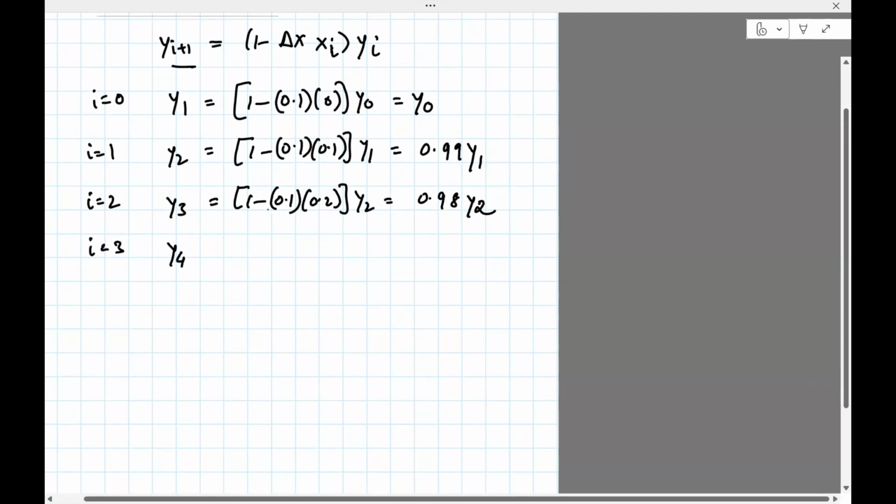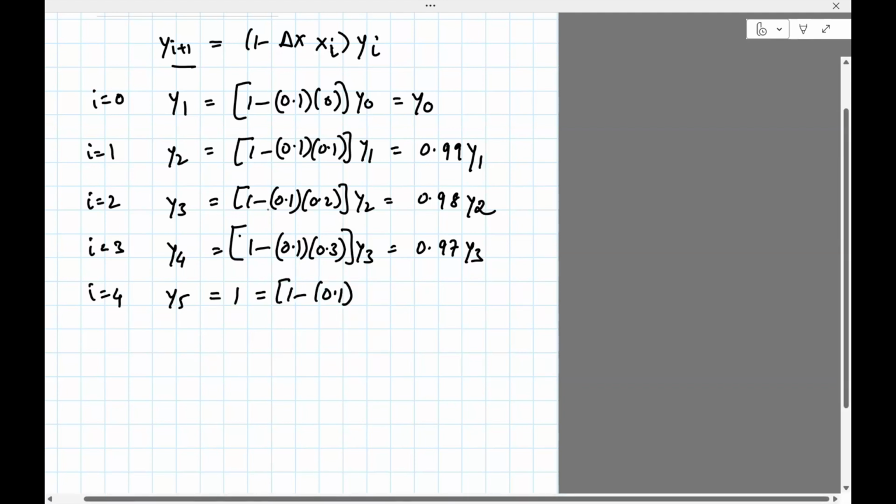y4. I'm just using this formula, by the way, repeatedly. 1 minus 0.1 times 0.3, y3, 0.97 y3. I equals 4, y5, which is 1 minus 0.1 times 0.4, y4. 0.96 y4.